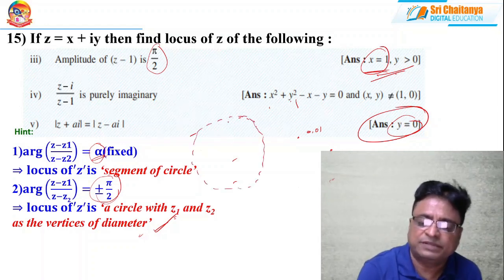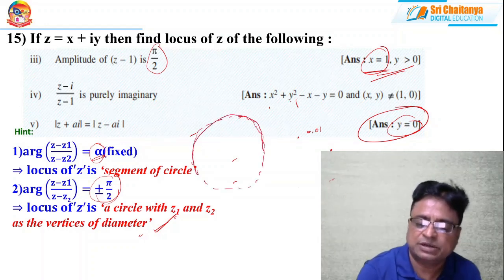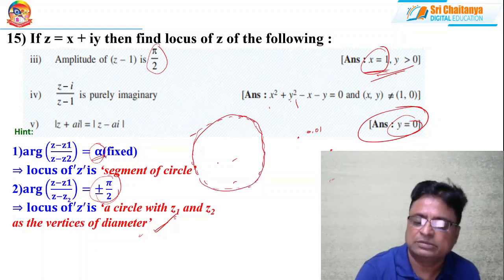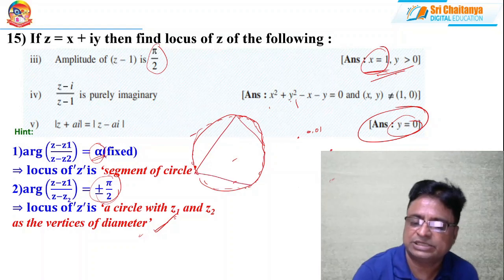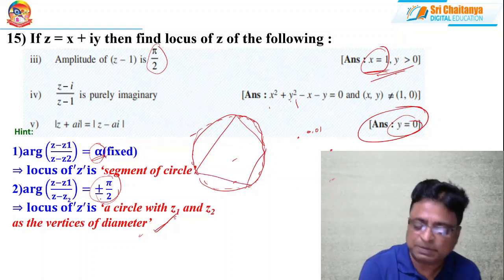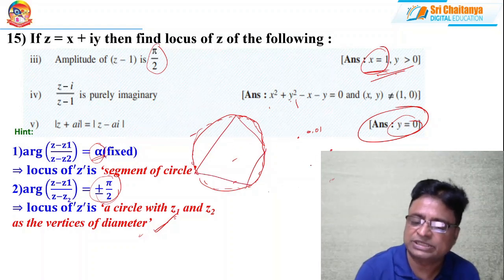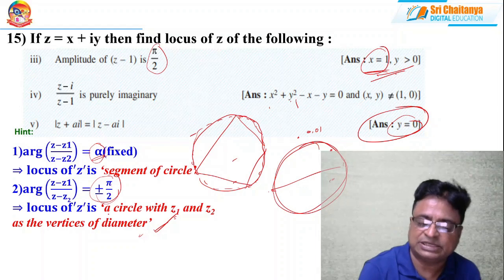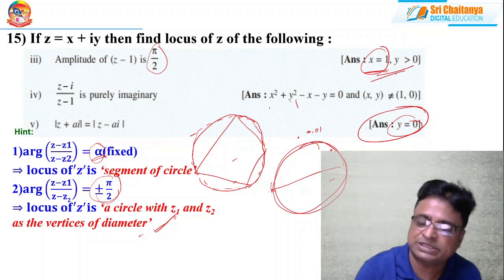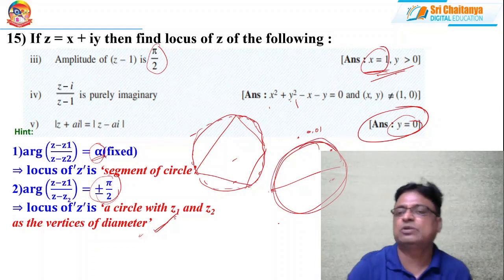Part of an arc of the circle. That means this part or this part. So like this argument, if it is plus or minus pi by 2, then it is what? Semicircle. That means either the upper part or the lower part. That's why it is plus or minus. Plus pi by 2 means it is the upper part. Minus pi by 2 is the lower part.